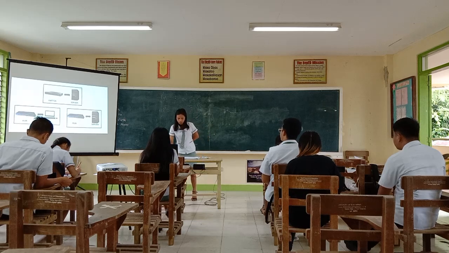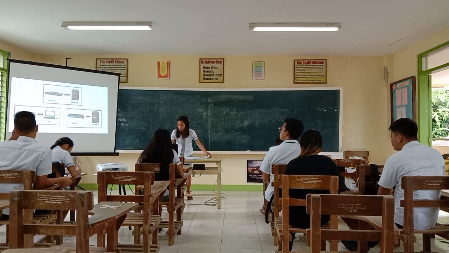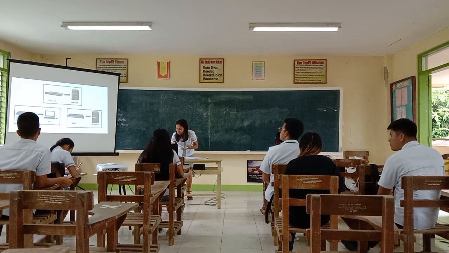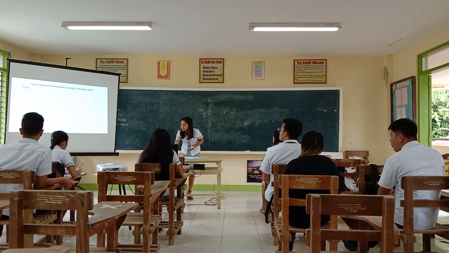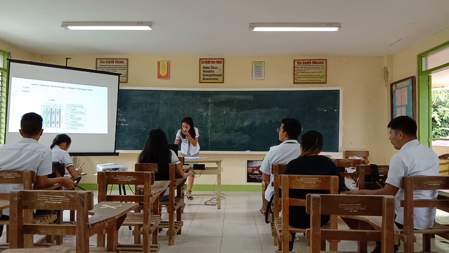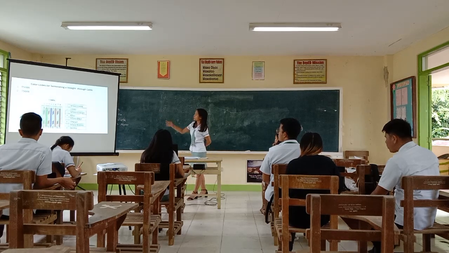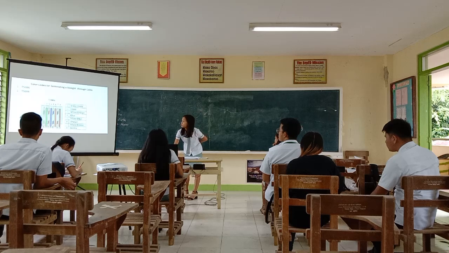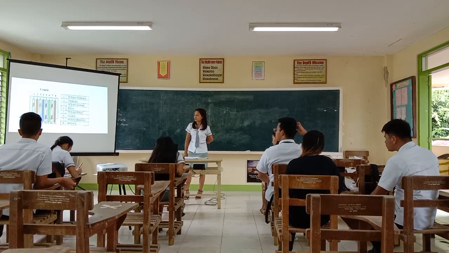So class, these are the color codes for terminating a straight through cable. T568A and T568B are used in making a straight through cable. T568A: white green, green, white orange, blue, white blue, orange, white brown, brown. Next, T568B. See the difference.